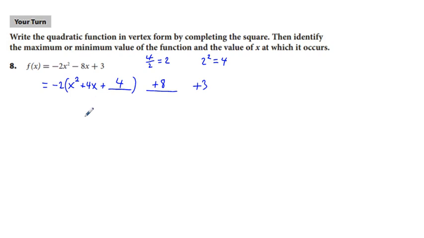Okay? So what we're going to get is f of x equals negative 2 times quantity x plus 2 squared, and then on the outside we have this plus 8 plus 3, which is going to be plus 11. And so we have a is equal to negative 2, h, since we have x plus 2, h is going to be equal to negative 2, because x minus negative 2 is x plus 2, and finally k is equal to 11.